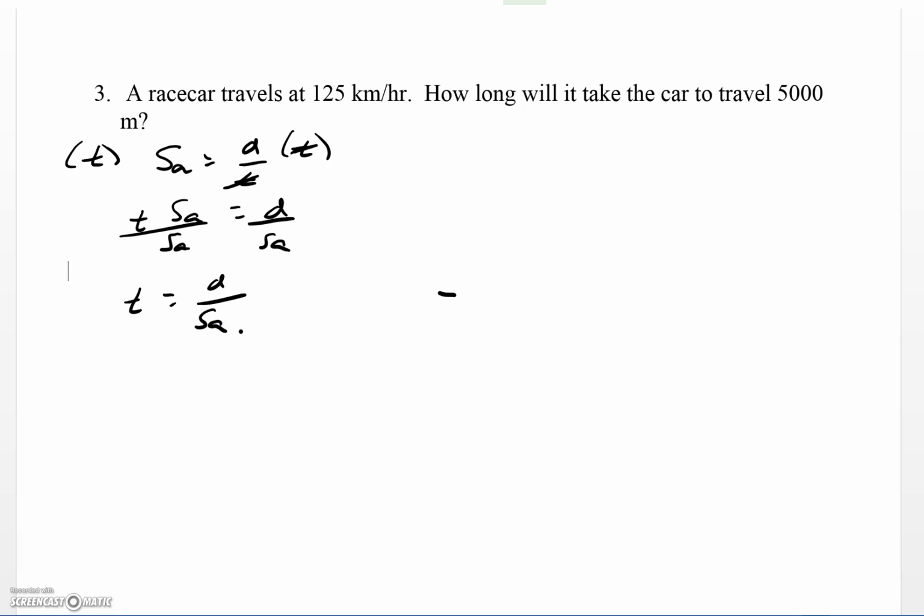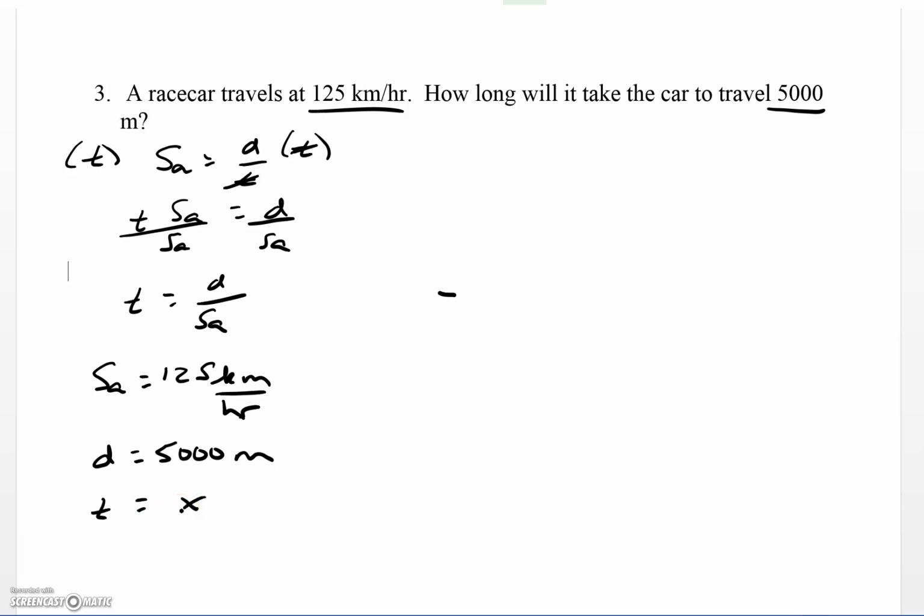Now we want to write down our variables. So our average speed is 125 kilometers per hour. Our distance is 5,000 meters, and we're trying to solve for our time.